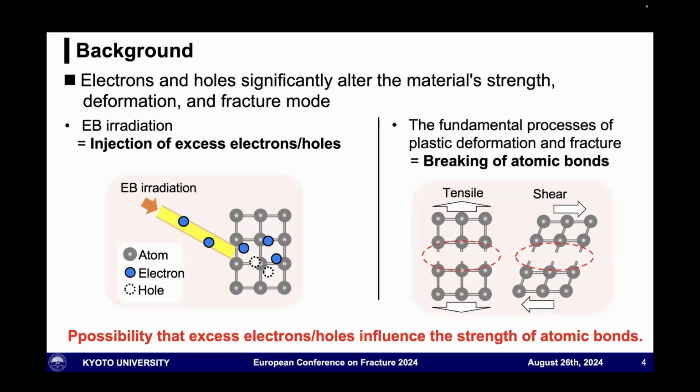So why does this phenomenon occur? When solid materials are irradiated with EBs, excess electrons and holes are injected into the materials. The fundamental process of plastic deformation and fracture ultimately involves breaking of atomic bonds. Therefore, excess electrons and holes influence the strength of atomic bonds.